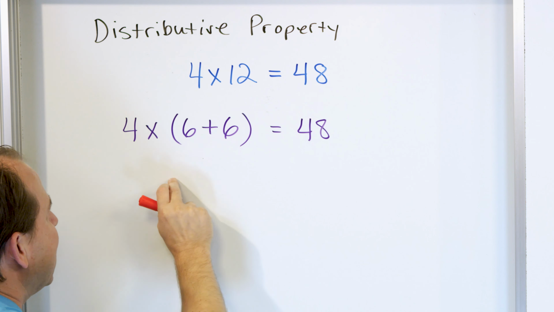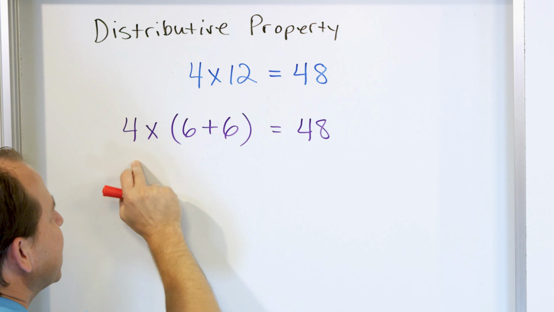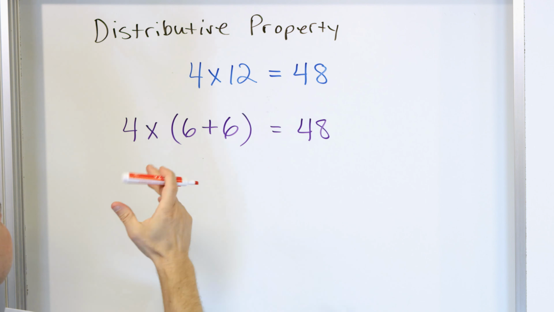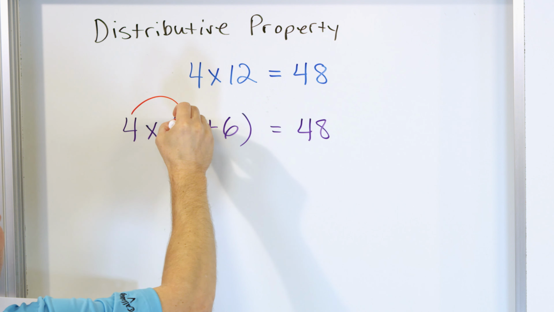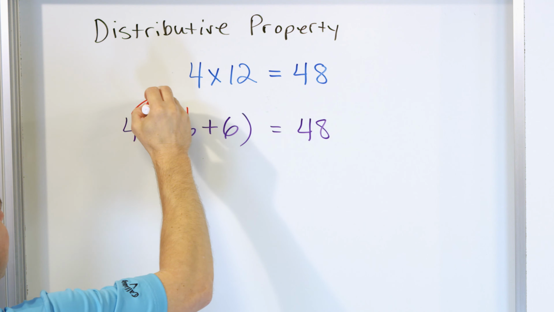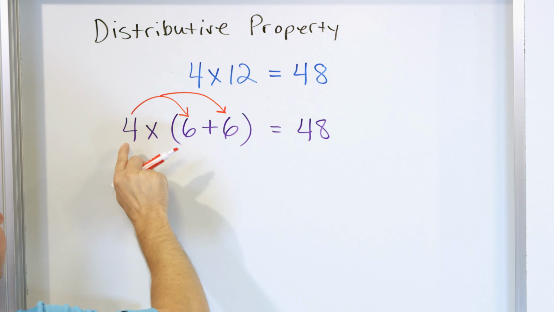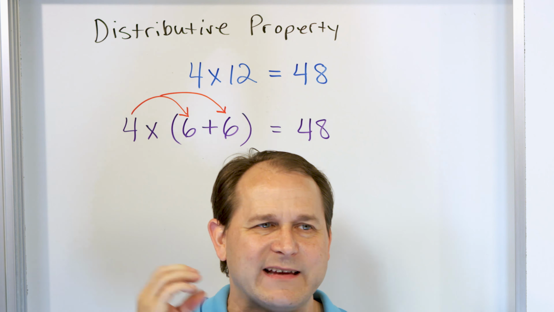So it can go inside and kind of attack the 6, and then it can also go in and attack the other 6. So what you have here is this 4 gets distributed. It applies itself to this 6, and then it also applies itself to this. So this 4, you can kind of think of it like it's dropping bombs.